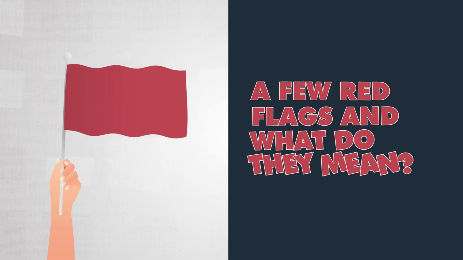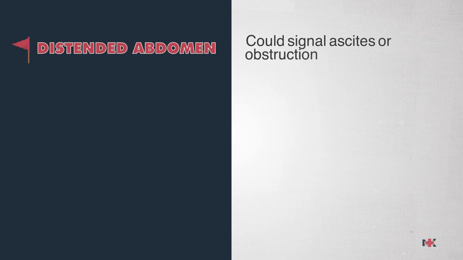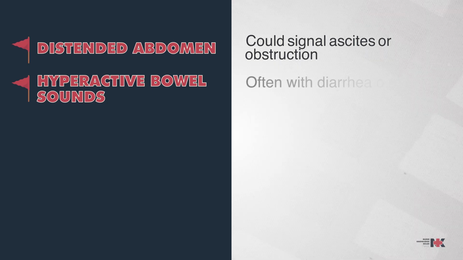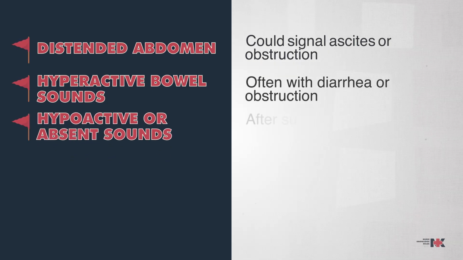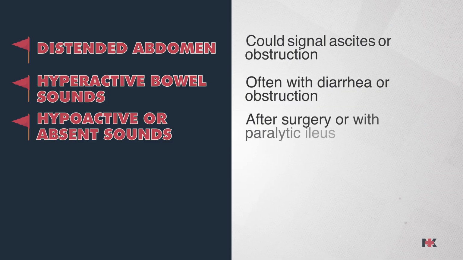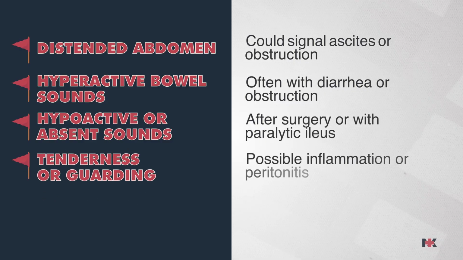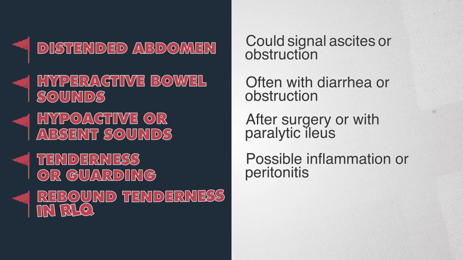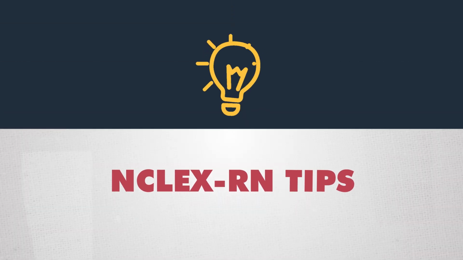A few red flags, and what do they mean? A distended abdomen could signal ascites or obstruction. Hyperactive bowel sounds, often with diarrhea or obstructions. Hypoactive or absent sounds can be found after surgery or with paralytic ileus. Tenderness or guarding, possible inflammation or peritonitis. Rebound tenderness in the right lower quadrant, always think appendicitis. Here are helpful NCLEX RN tips.